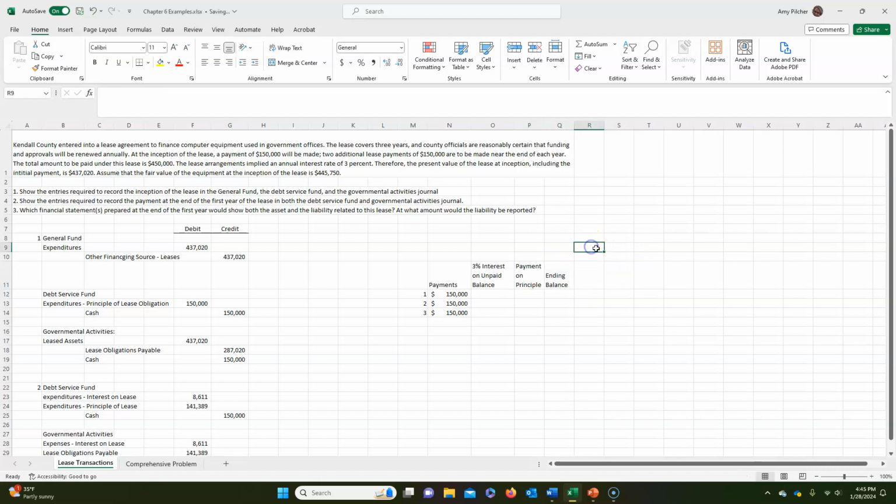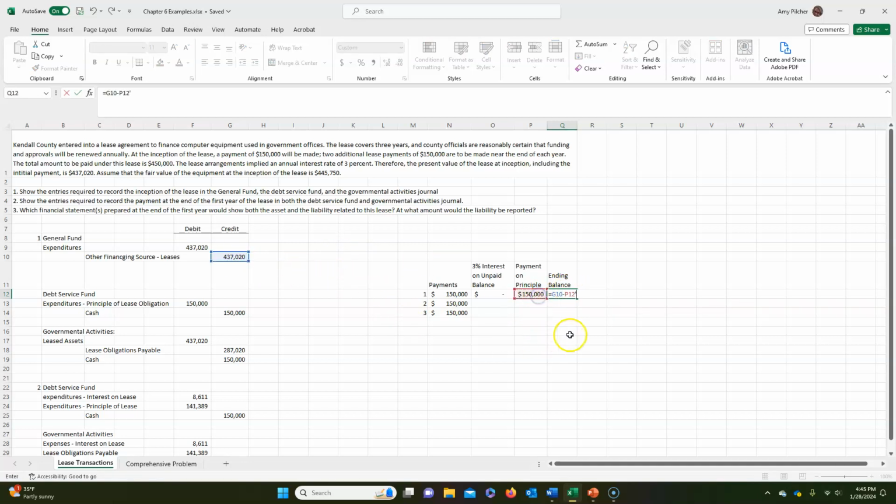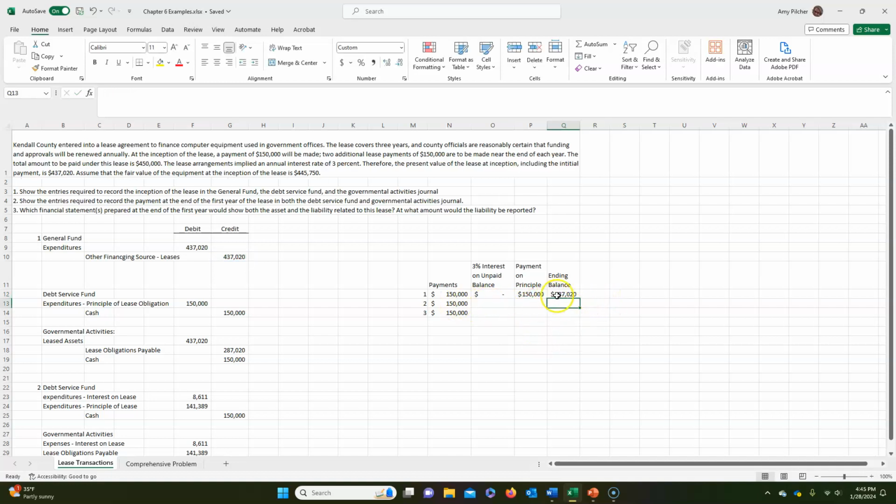So at the beginning of the lease, we had this obligation of $437,020. We paid a payment on the very first day of the lease, net of interest. So we had a payment of $150,000. So our ending balance on the date of inception would take our beginning minus the $150,000. Then we have the interest amount, which is 3% on the unpaid balance. So that's our $8,611. What goes against the principal is the difference between the payment and the interest. And then our ending principal balance is beginning principal minus the amount paid on principal.